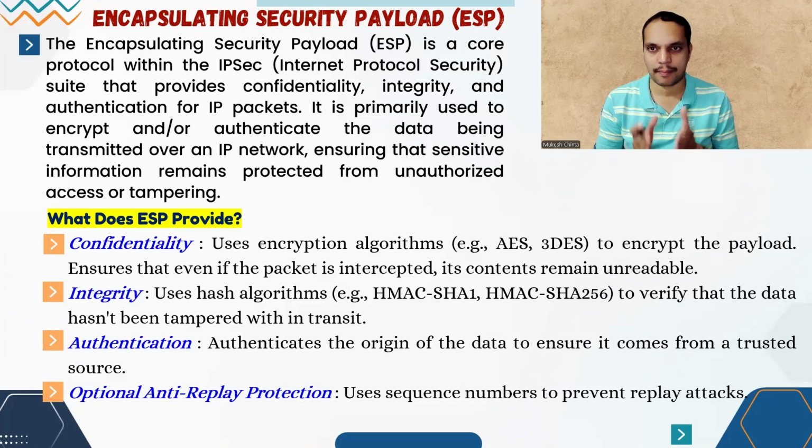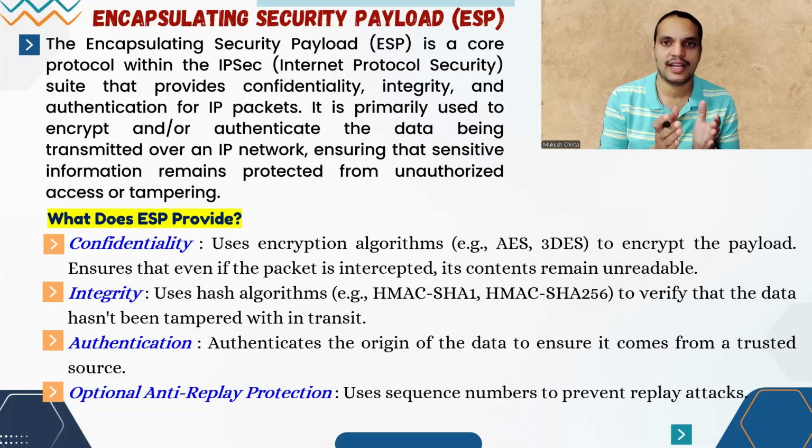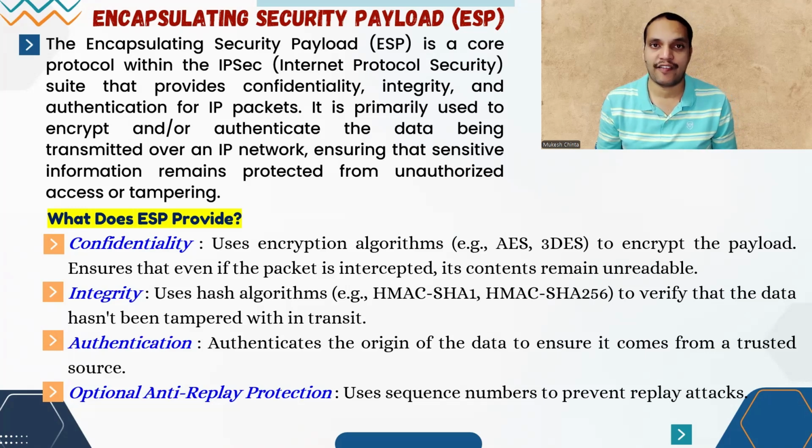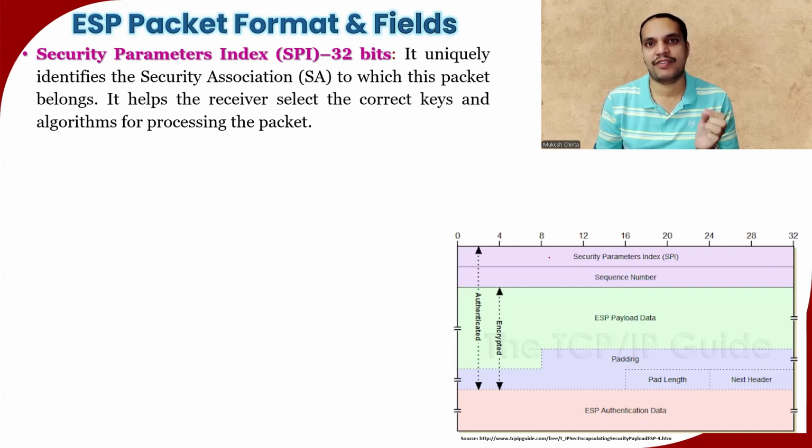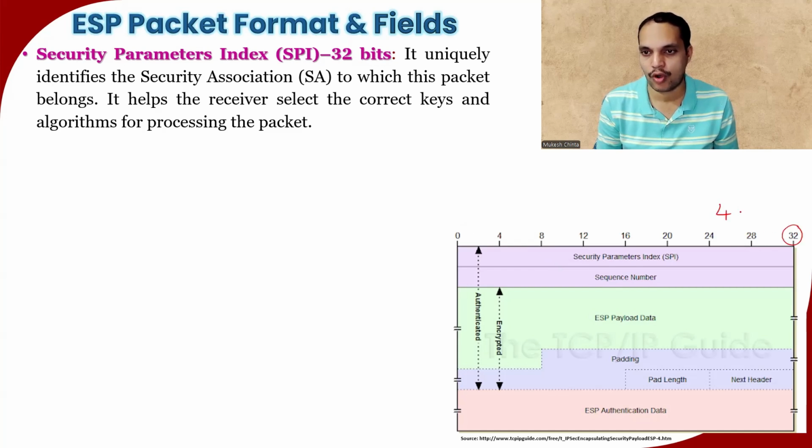So this is just a summary of the type of services that ESP provides to the traffic at the network layer, isn't it? Now, what is the packet format? ESP does have a header, and this is the usual packet format of an ESP packet. And what are the fields that are present within this packet format? Now, let me explain to you briefly. The first field, you can see this is 32 bits in length. That is nothing but 4 octets or 4 bytes.